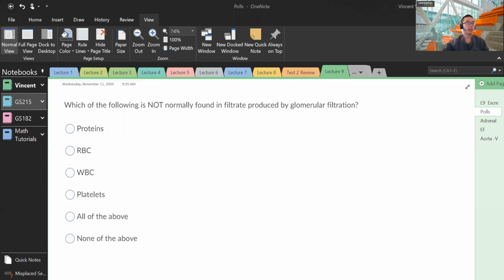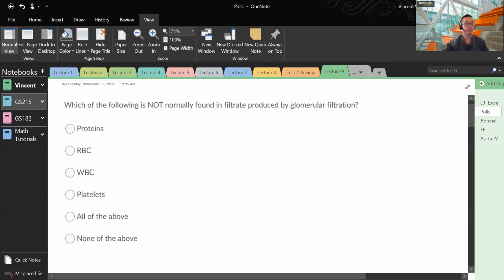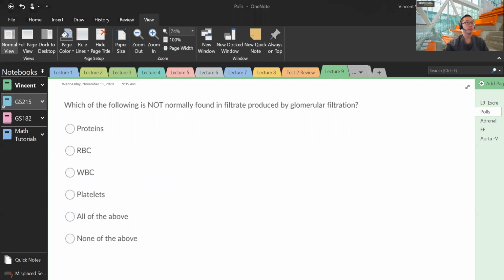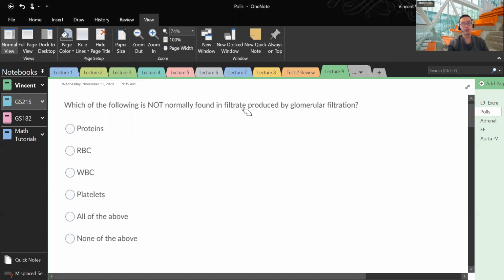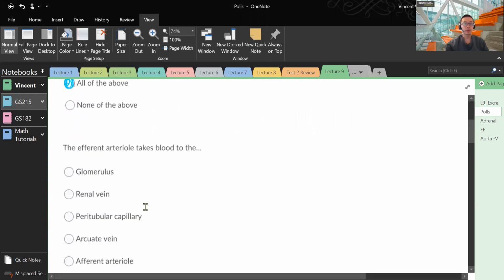Okay, so looks like you guys are not really participating. So I guess I'll just take them up. It's probably easier that way. I do have 5 answers, so let's share the results. Which of the following is not normally found in the filtrate? Remember, things that are too big don't get filtered out. So proteins will not be there. All the blood cells will not be there. So the correct answer is E.